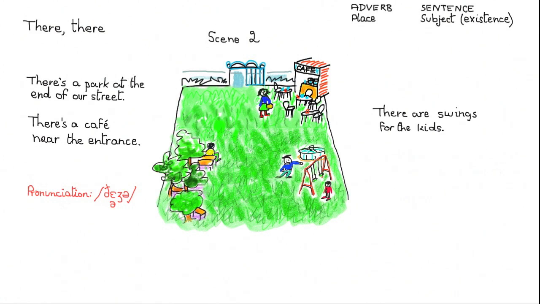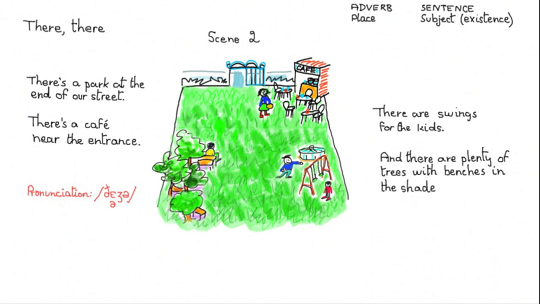And on the left you can see trees with benches and people. So I'll just write there, there are plenty of, notice it's plural, there are plenty of trees with benches in the shade. So we've got there is singular and there are plural, but in a sentence we say there are. And I'll just write at the bottom there in the International Phonetic Alphabet, there are. Or if you want to speak really quickly, even there are. There are plenty of swings, there are plenty of trees.